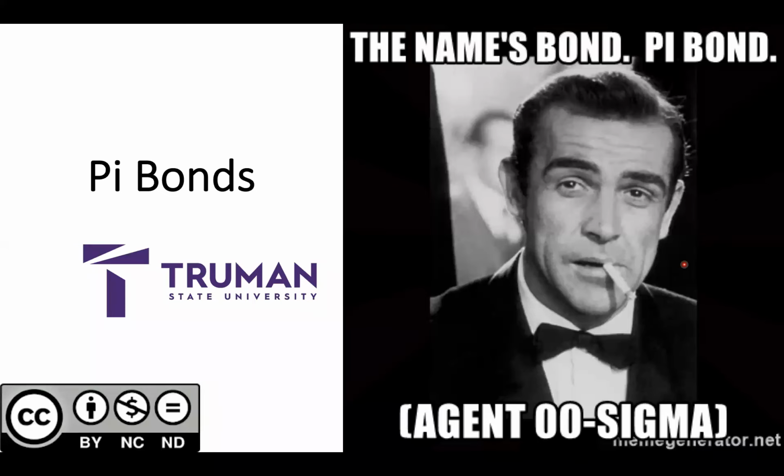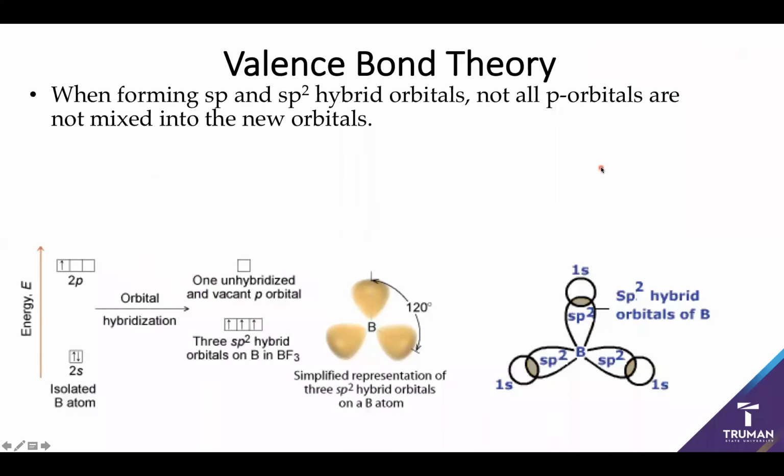So today we're going to be looking at how we can use valence bond theory to explain how atoms can form double and triple bonds. So a good place to start is looking at our hybrid orbitals.